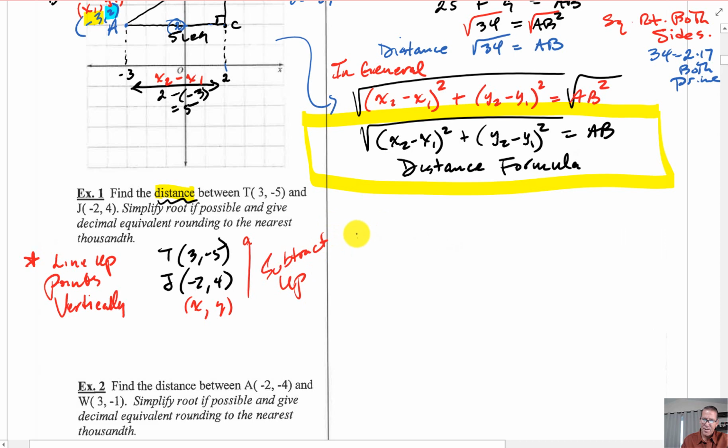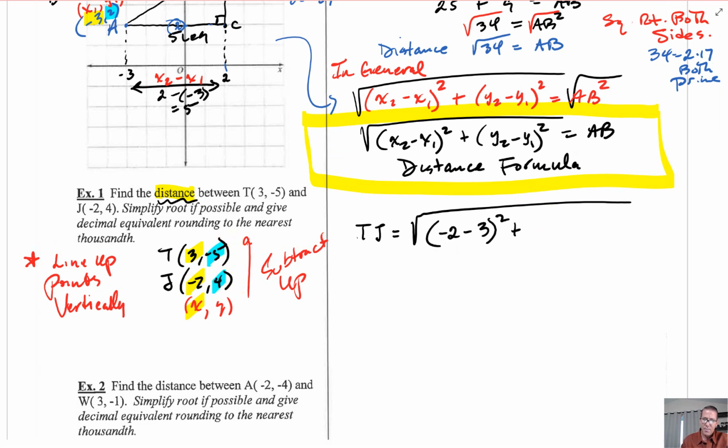Here we go. Let's set it up. The distance now is not A to B, because we have new points. So we call out the distance TJ. That's going to be equal to the square root of negative 2 minus 3. Again, you start with the x coordinates. They come first. So you take negative 2 minus 3 and then you square it, plus the difference of the y coordinates, starting with the second one. So you subtract up: 4 minus a negative 5. Not 4 minus 5, 4 minus a negative 5.